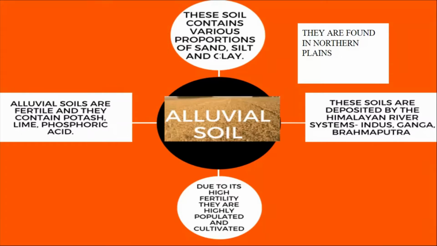Alluvial soils contain potash, lime and phosphoric acid. The soils are deposited by Himalayan rivers. What are the Himalayan rivers? Indus, Ganga, Brahmaputra.